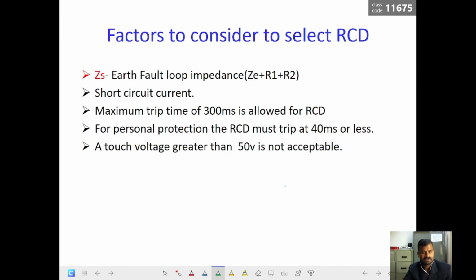So for personal protection, RCDs must trip within 40 milliseconds. As I told you earlier, for the MCB it is 100 milliseconds, and for the RCD it is 40 milliseconds. It is very basic because RCDs are used to protect a human being, so it should be very fast, so that no damage will happen to the human. Obviously, the equipment also needs to be safeguarded, so it has to trip, but compared to the human body, the machines can sustain a few more milliseconds. So 100 milliseconds for the MCB.